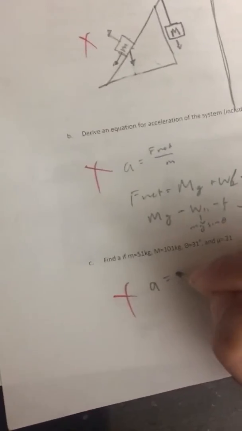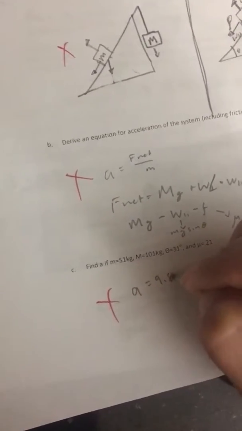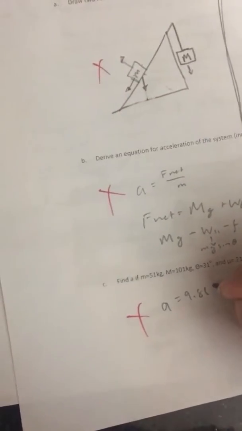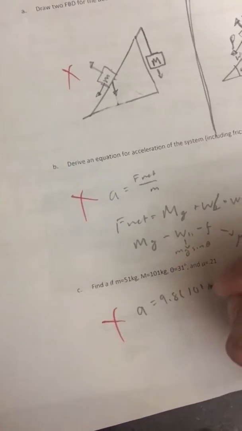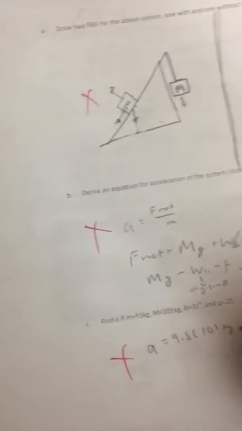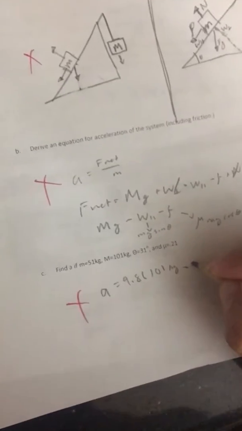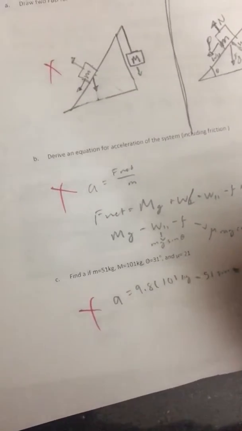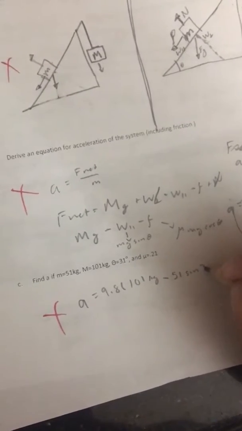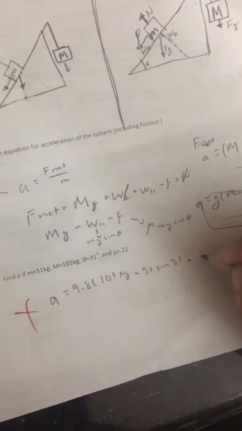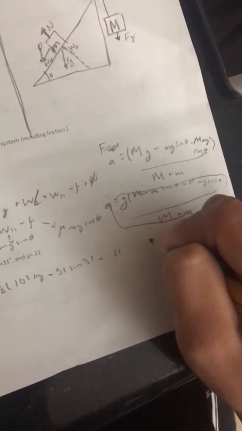And then to find A, you gotta find acceleration again. You just plug all the numbers in. Big M equals, gravity, which is 9.8, times 101 kilograms, minus small m, which is 51, sine 31, minus coefficient, which is 0.21.